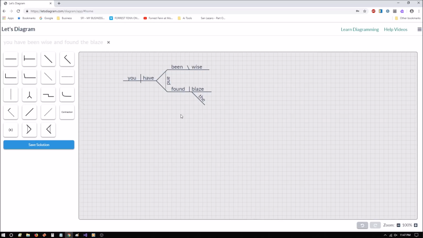Now, Forrest has been asked, is the blaze a physical thing? And yeah, it is. The blaze is on the ground. The problem again is that there's millions of them. Which one do we want? Well, the one that we want is the one that we found. So you can kind of read that line like this: if you have been wise and established the blaze, you know.